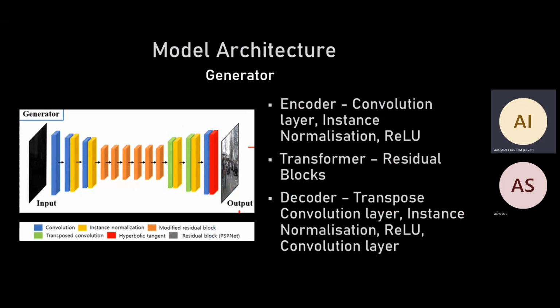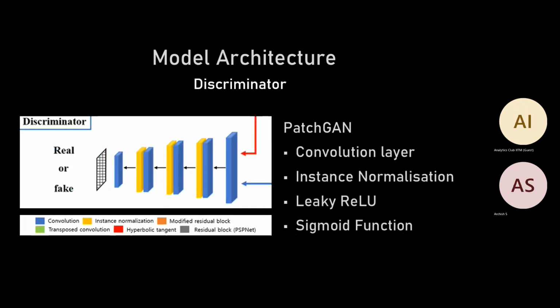And the next part is the decoder, where we have a transpose convolution layer, instance normalization, ReLU, and convolution layer. The difference here is the transpose convolution, which is kind of doing the same job as a convolution layer. The only difference is that in a convolution layer, we compress the image and reduce its dimensions, but a transpose convolution increases the dimensions of an image.